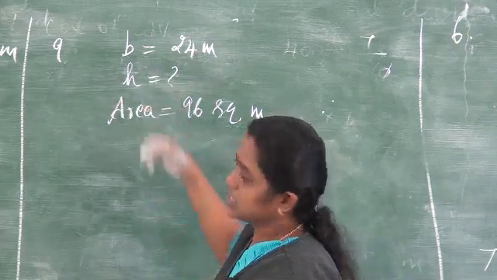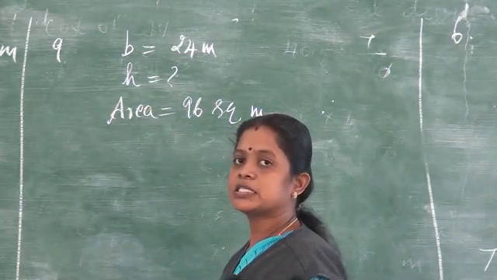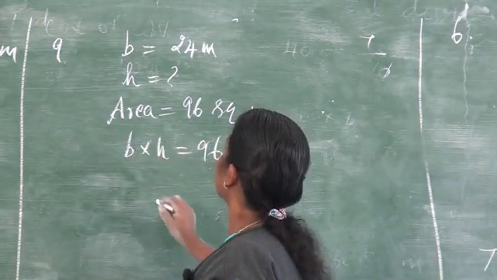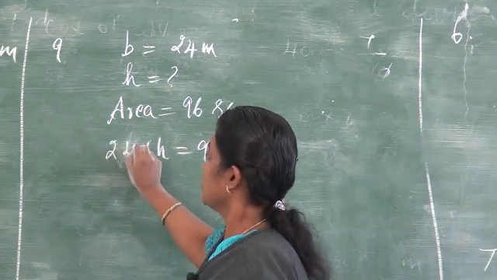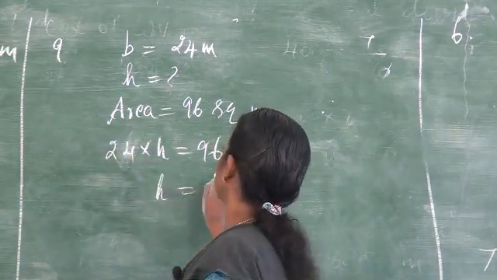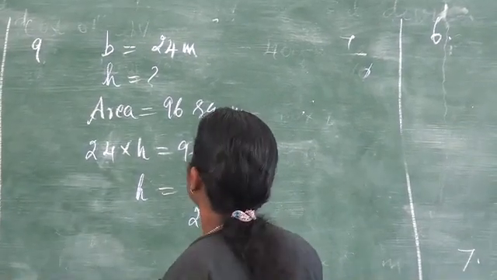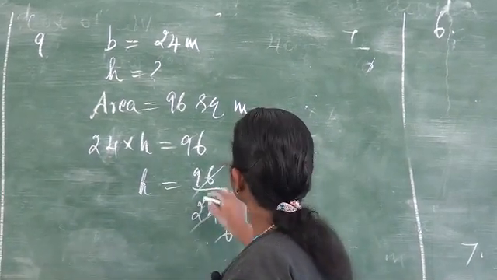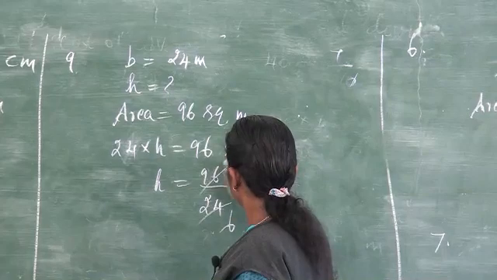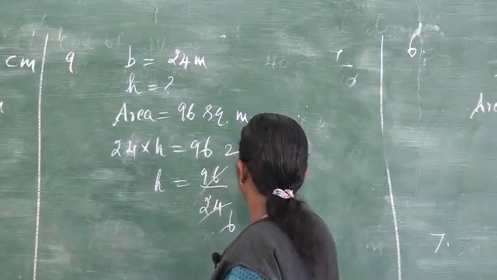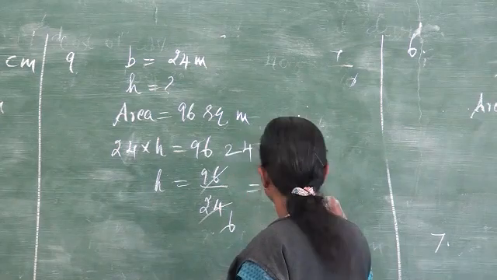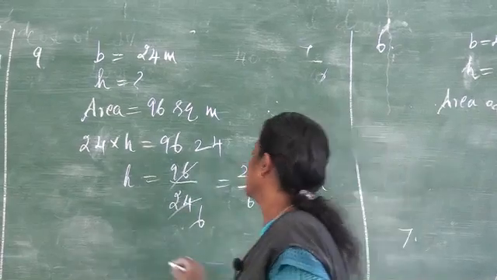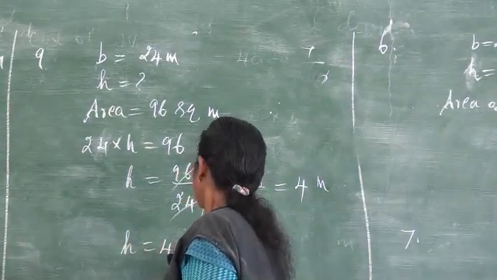You know the formula, base and height: area of a rhombus equal to base into height. So B into height equal to 96. What is the base? 24. So H equal to 96 by 24. Go for the cancellation method. 4 6s are 24, so 96 by 24 is 4 meter. So height equal to 4 meter.